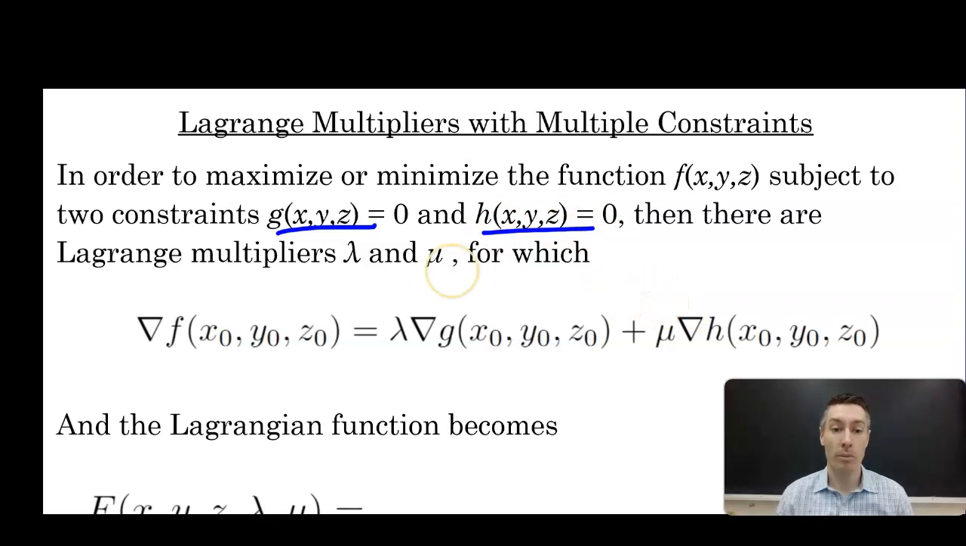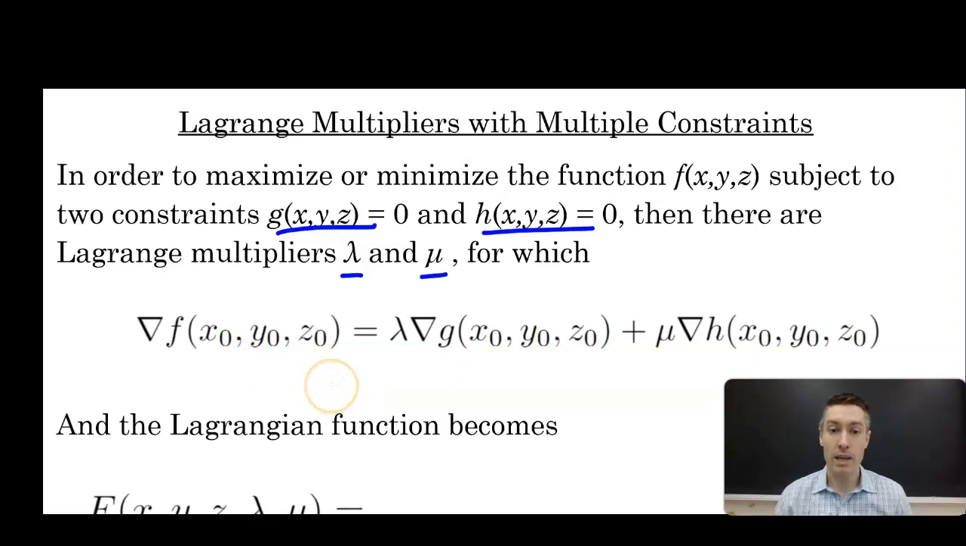Then there are Lagrange multipliers, lambda and mu, for which the gradient of the function f at the point x0, y0, z0 is equal to lambda times the gradient of g at that point plus mu times the gradient of h at that point. So now we're looking for points where the gradient of the function is equal to a linear combination of the gradient of g and the gradient of h. And lambda and mu are now the Lagrange multipliers, the scalars that are going to make that sum equal to the gradient of the function f.